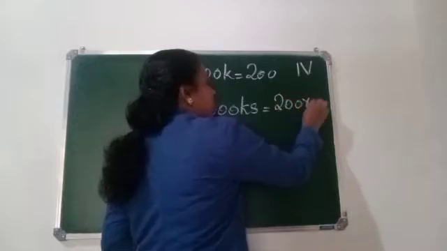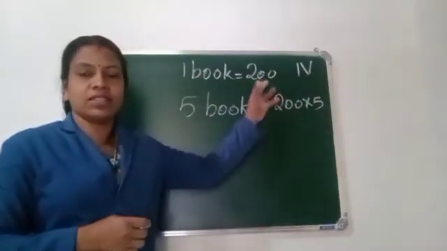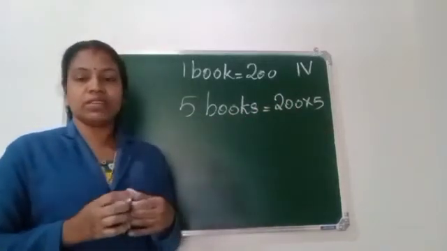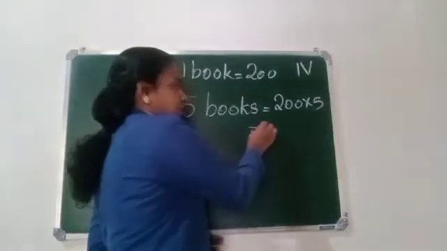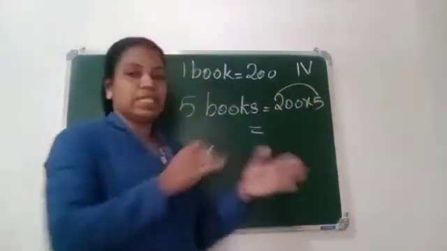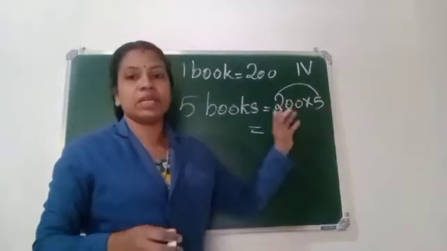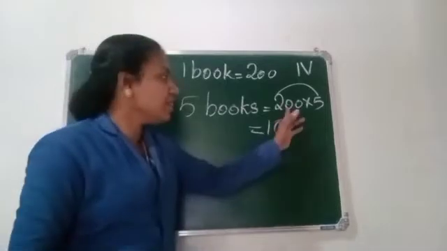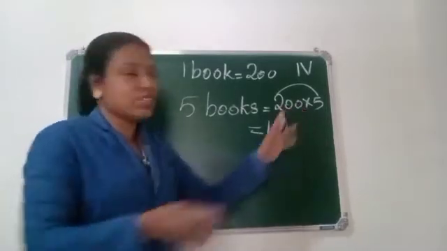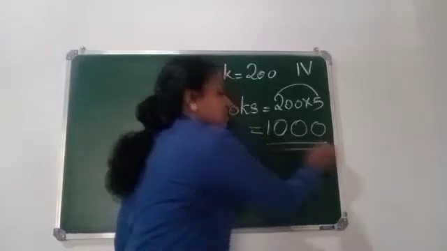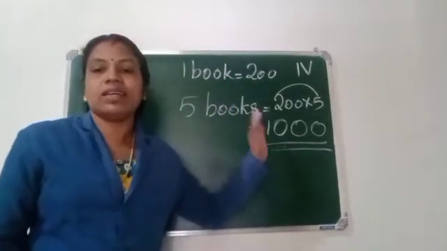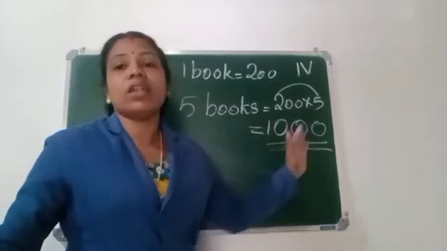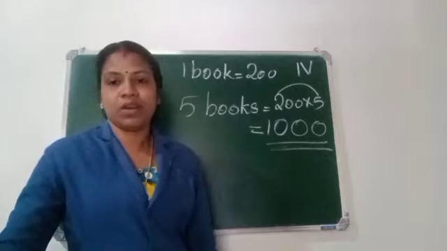Then we can multiply the numbers. 200 into 5. One book has 200. So what is 200 into 5? It is very easy to get the product. As I told you, just multiply the numbers 2 and 5. 2 into 5 is 10. Then 200 has 2 more zeros, so put those 2 zeros. So what's the answer? How many pages are there? 1000. So in 5 books, there are 1000 pages. Okay, clear?